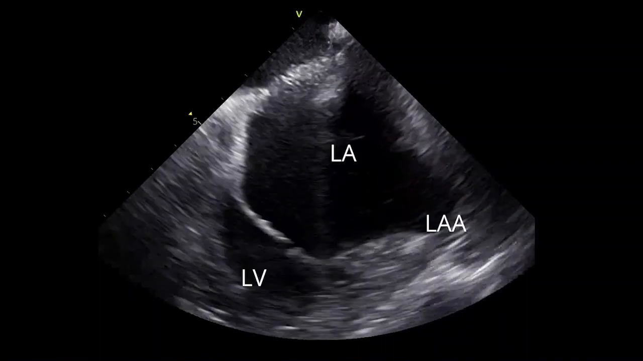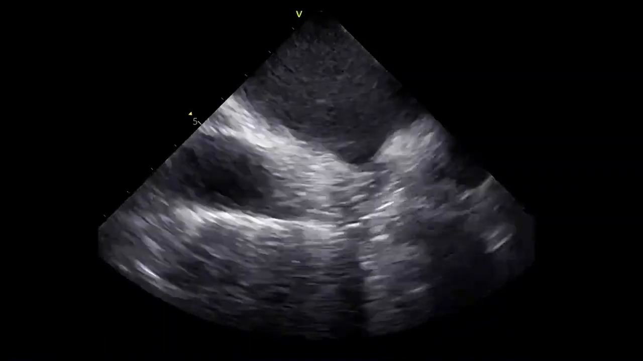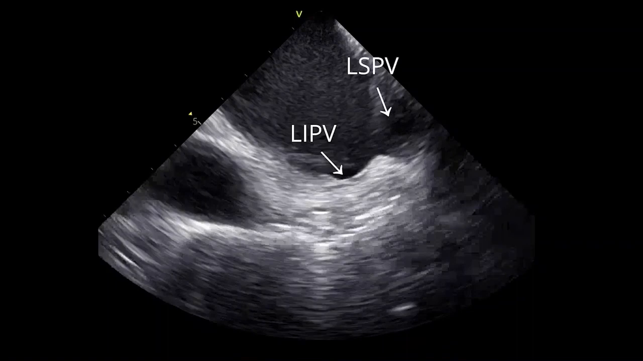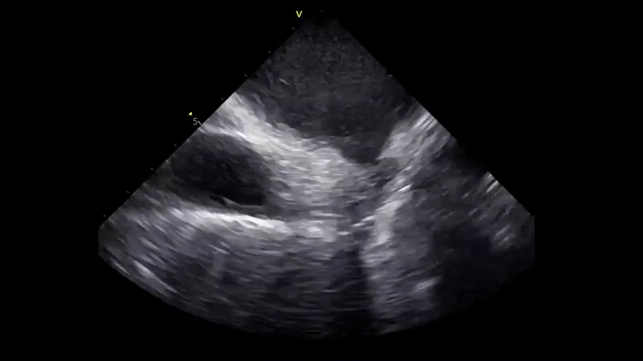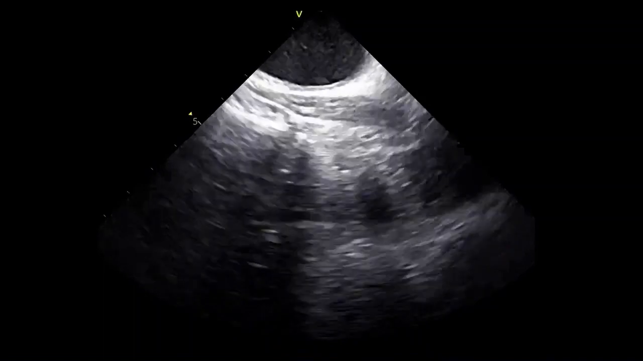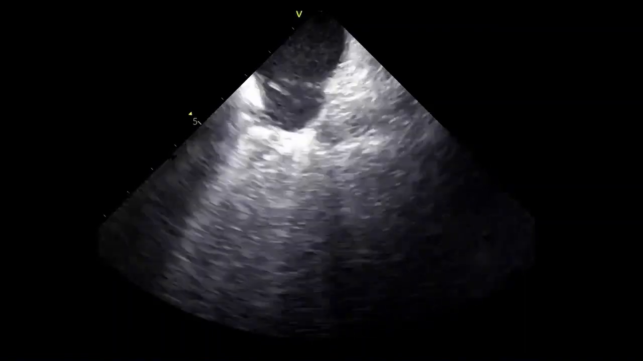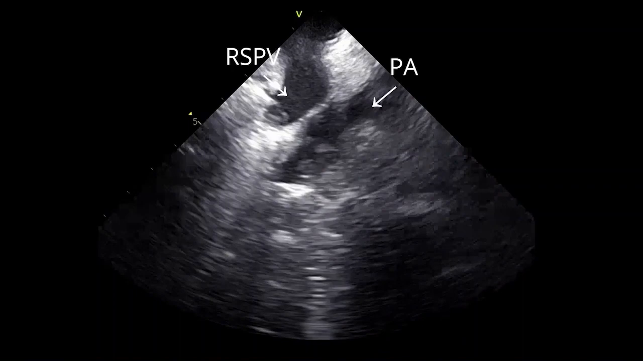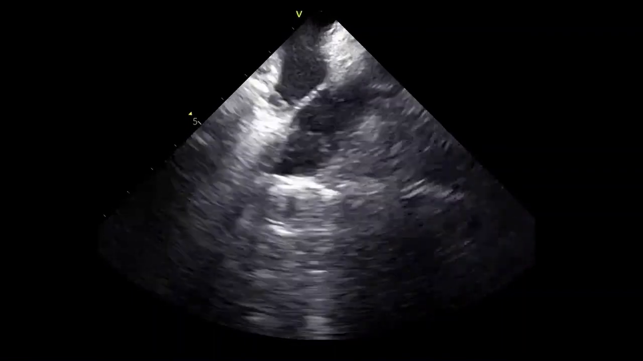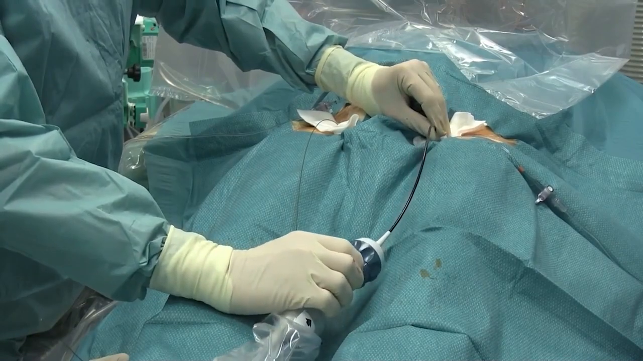Then, the ICE catheter is rotated more clockwise, and left pulmonary veins can be seen. Further clockwise rotation will show esophagus behind the left atrial posterior wall and then right inferior pulmonary vein. If clockwise rotation is continued, right superior pulmonary vein and the right pulmonary artery can be seen. To get back to the home view, the catheter should be retracted and rotated counterclockwise.